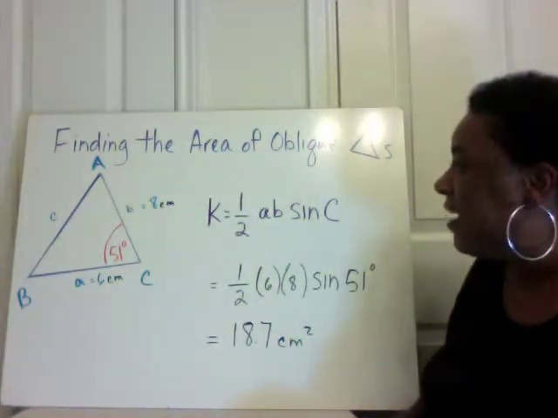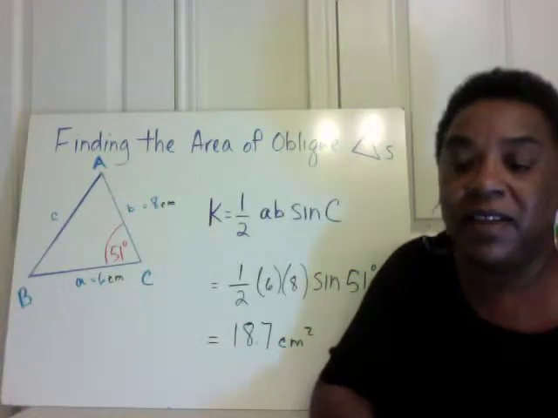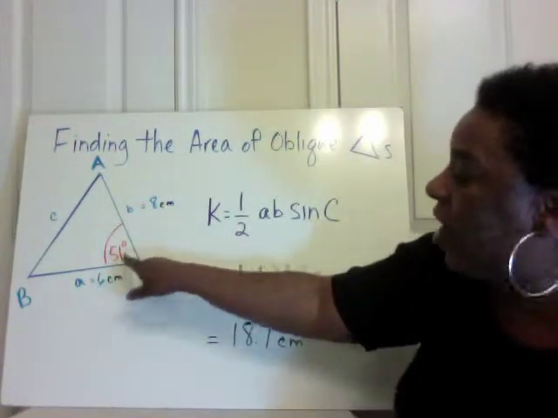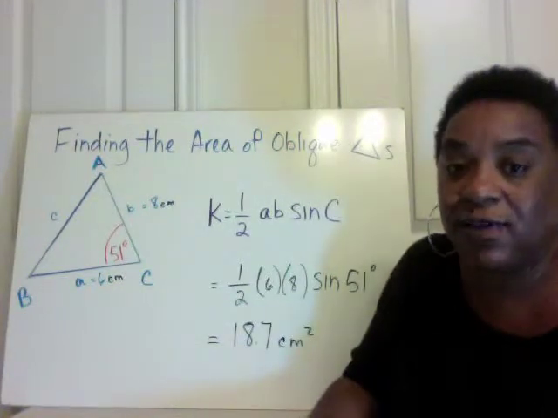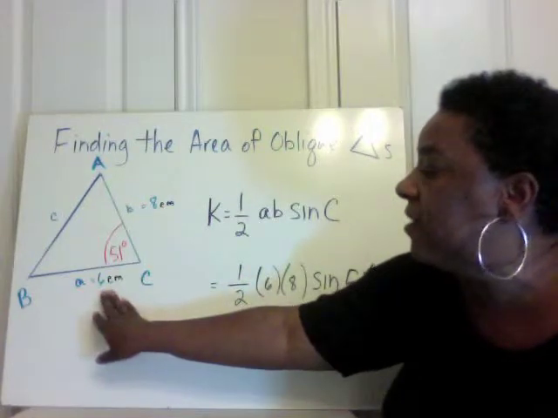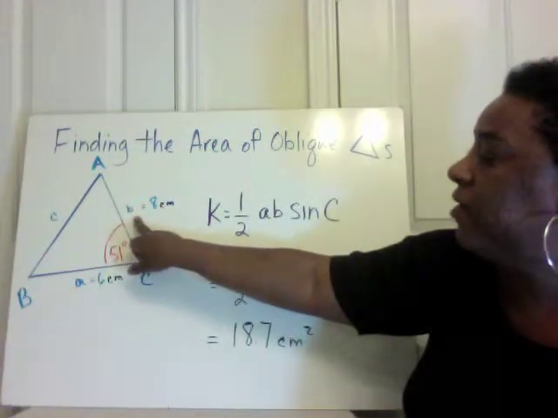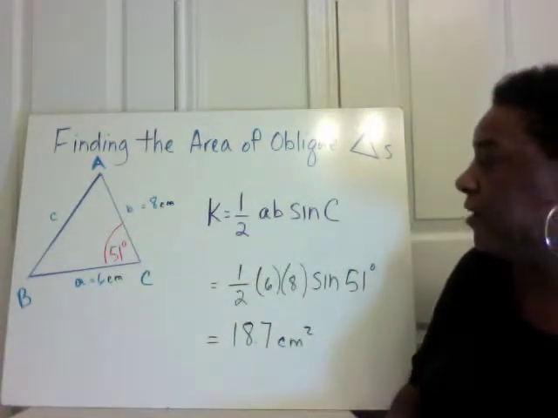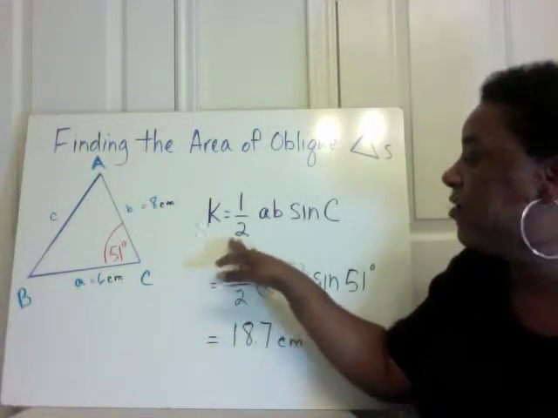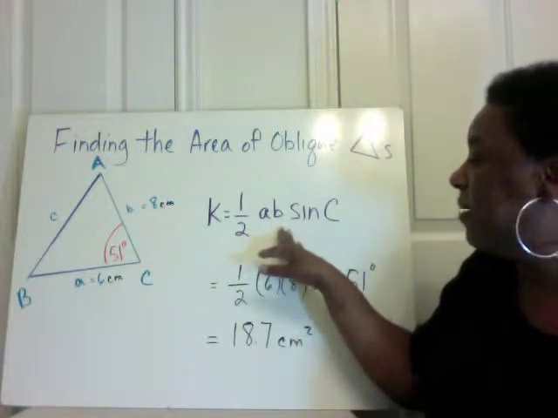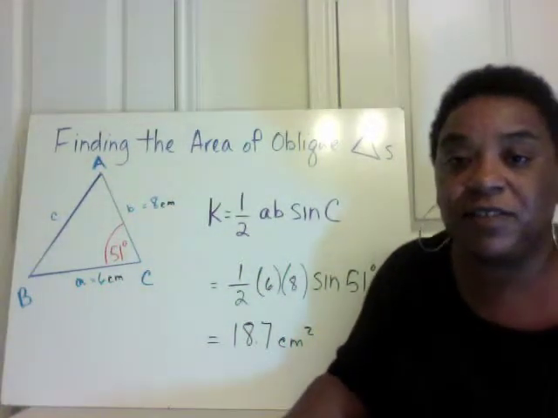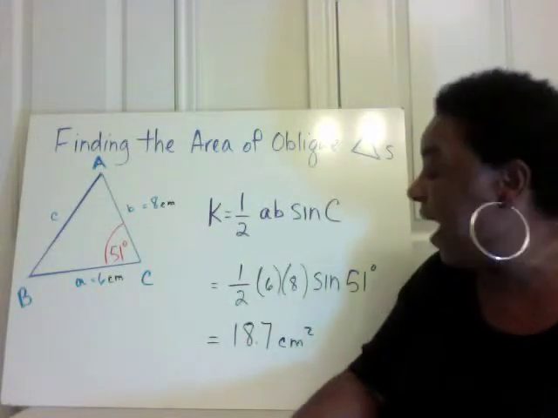Now here is another example of finding the area of a non-right triangle. In this triangle, we are given the measure of angle C, and we have the measure of side a, which is 6 centimeters, and we have the measure of side b, which is 8 centimeters. And so we'll use the formula K, the area, is equal to 1/2 times a times b times sine of C.